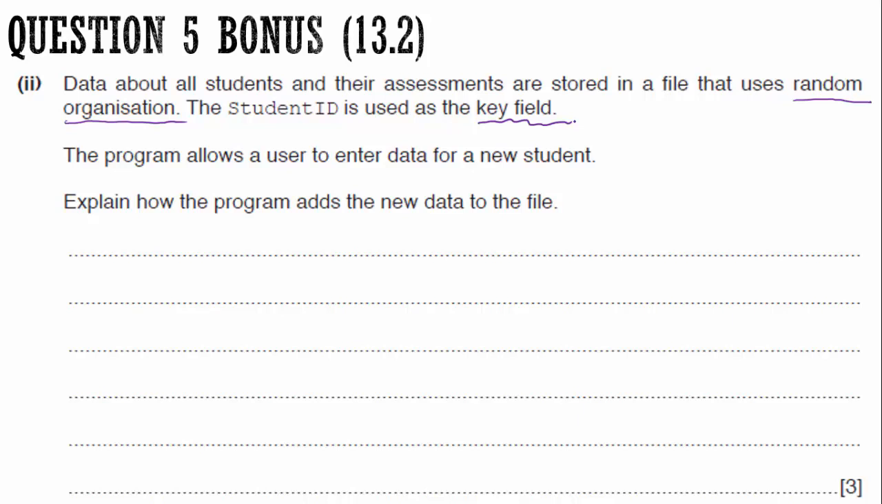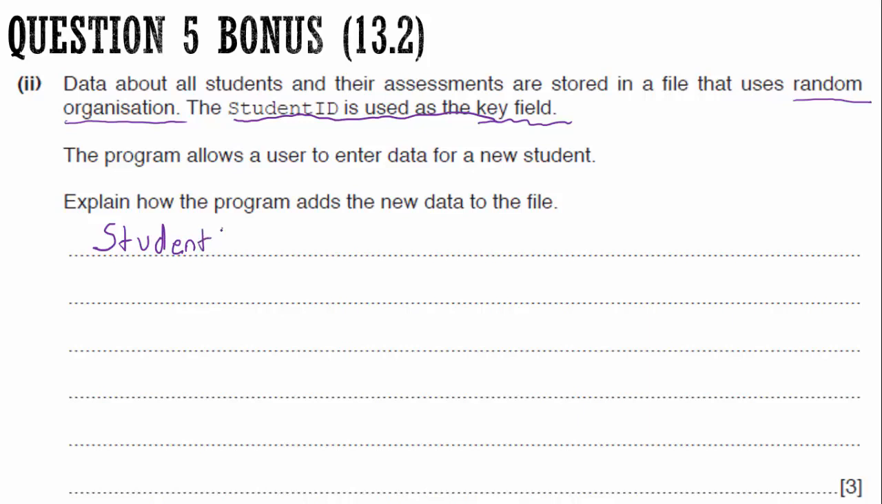Let's pause here and give you a chance to do this. Anytime random organization is used, it's direct access. For example, if there's a list of 100,000 students in a file, you're not going to start at the beginning and search from the beginning of the file all the way to the end when someone enters their ID. It's going to jump directly to them. We call that direct access, and that is through random organization. So the program allows user to enter data for a new student, and right here, the student ID is used as the key field. So explain how the program adds new data to the file.